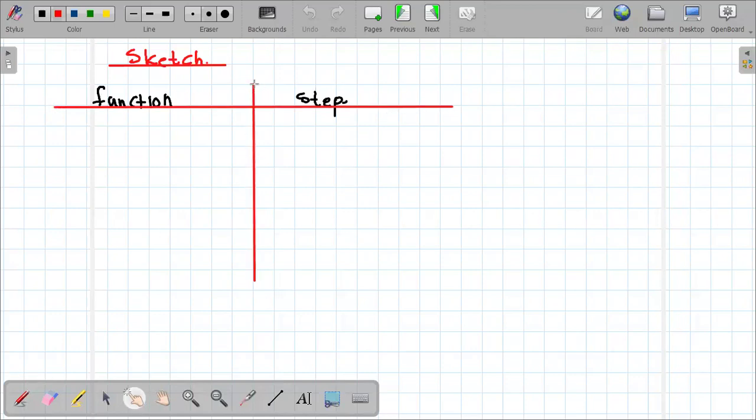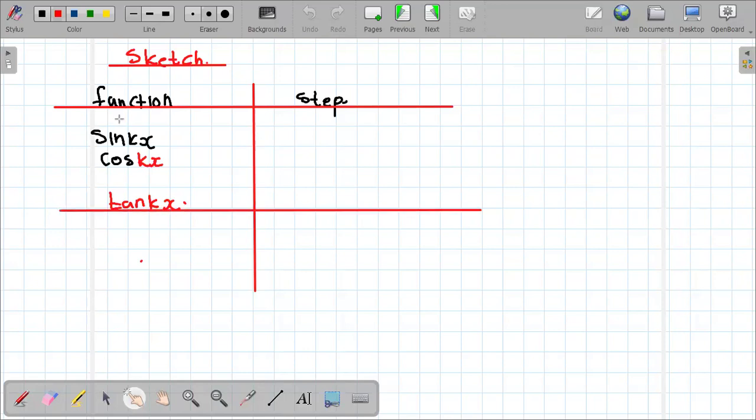Let's check. What is the function? Let's say we are now given sine kx or cos kx. Don't forget that k can be any number. Let me just use the variable: sine kx, cos kx, and tan kx. If you are given this kind of function and asked to scale the graph, remember the graph should have the scale. Step is basically the scale.